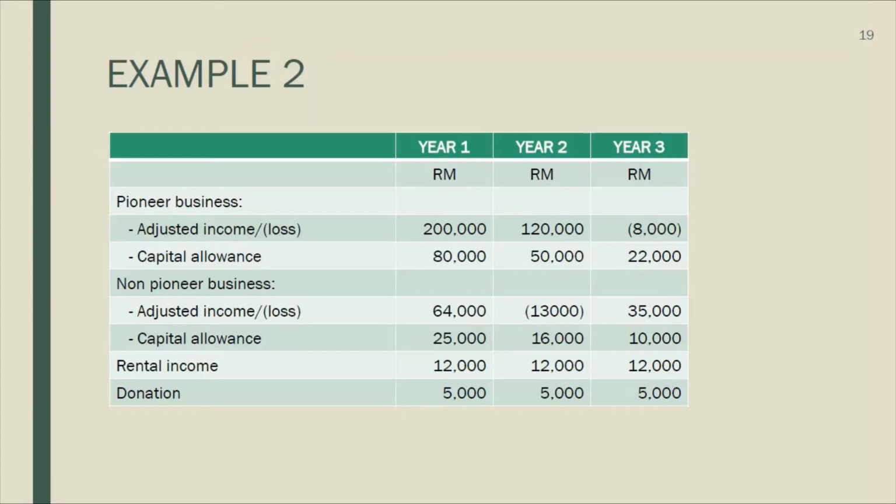Alright, next look at example 2. This is continuation of example 1. But now you have year 2 and year 3. So for year 2, you have income from pioneer business, but your non-pioneer business is incurring losses. Alright, for year 3, your pioneer business is incurring losses. Okay, so let's see what to do.